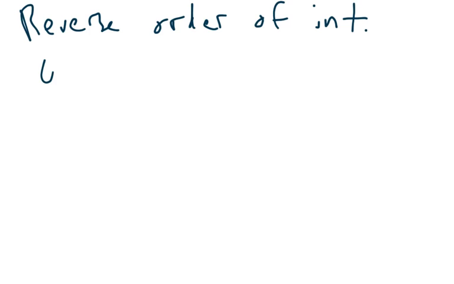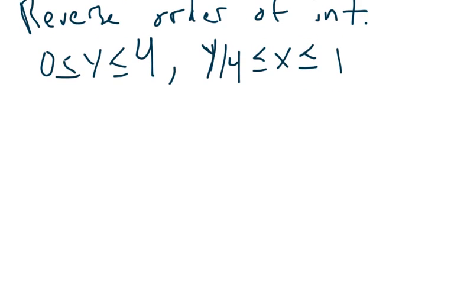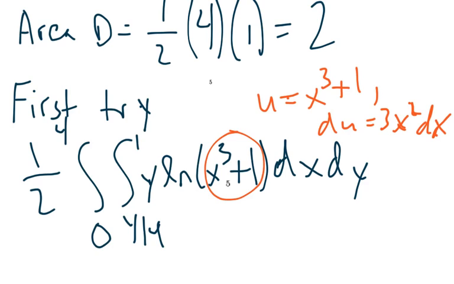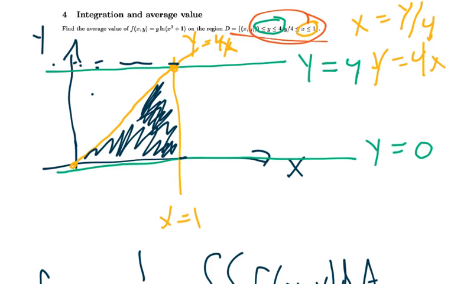Okay, so what we know is our domain looks like this. We have y over 4 is less than or equal to x, less than or equal to 1. But we're going to want to write it the other way. So if we go back and look at this, let's write x in terms of numbers. We can say x starts at 0 and goes to 1.